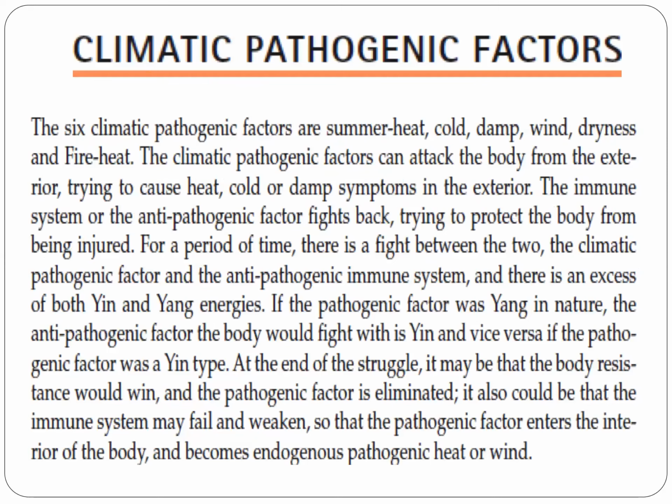First, we'll take up climatic pathogenic factors. The 6 climatic pathogenic factors are summer heat, cold, damp, wind, dryness, and fire heat. The climatic pathogenic factors can attack the body from the exterior, trying to cause heat, cold, or damp symptoms in the exterior. The immune system or the anti-pathogenic factor fights back, trying to protect the body from being injured.